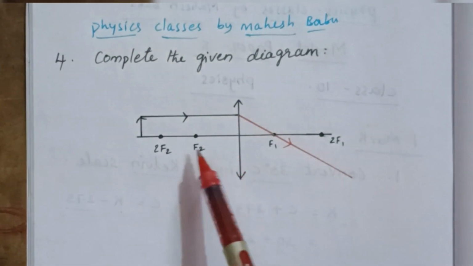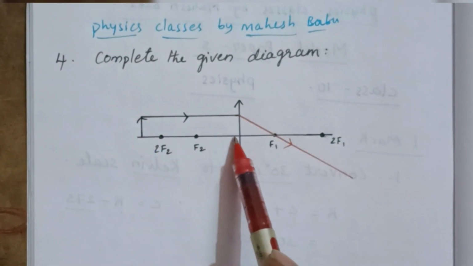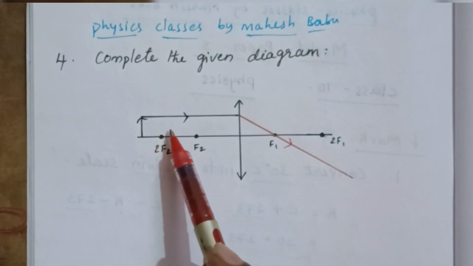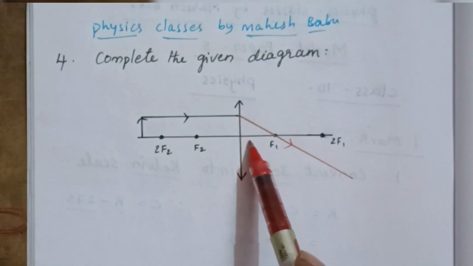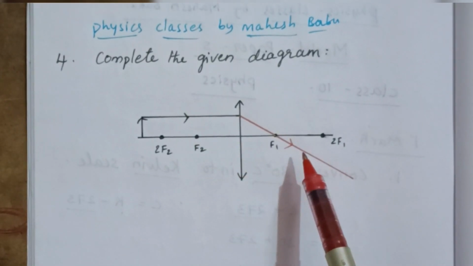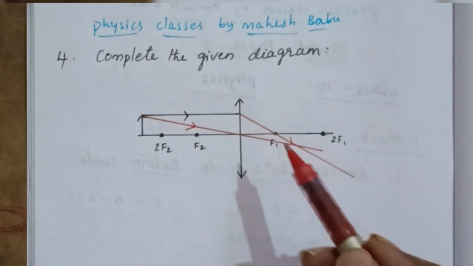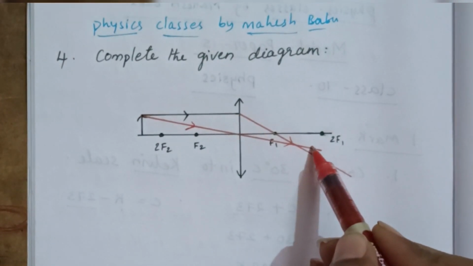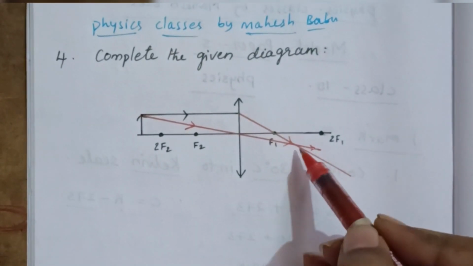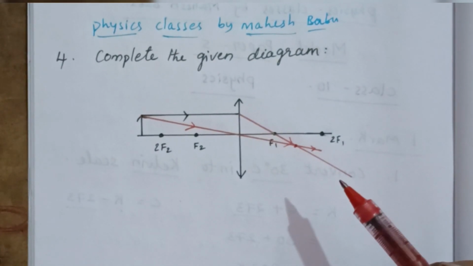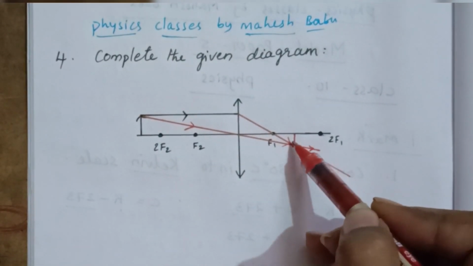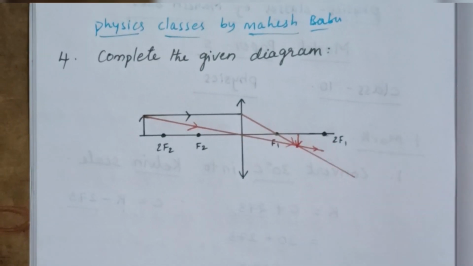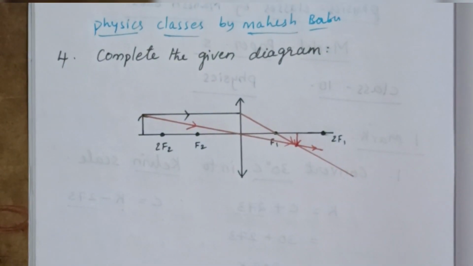Now the second ray I am taking is passing through the optic center. The ray which is passing through the optic center travels without any deviation after refraction. So both rays are meeting here. So here the image will be formed.